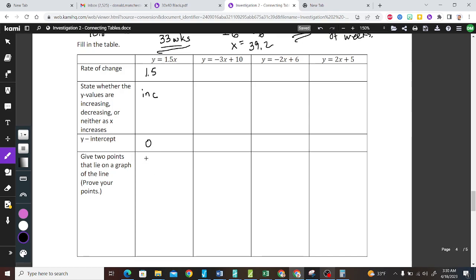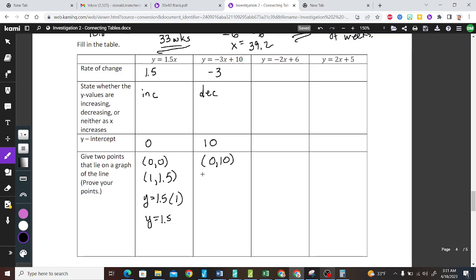Well, if we think this through, the first one that we get is 0, 0 because of the y-intercept. For the next one, I'm going to put 1 in for x. So I'm going to go 1, comma, and then leave some space. Y equals 1.5 times 1, and so y equals 1.5. All right, for the next one, rate of change is -3. Since it's negative, this is a decrease.